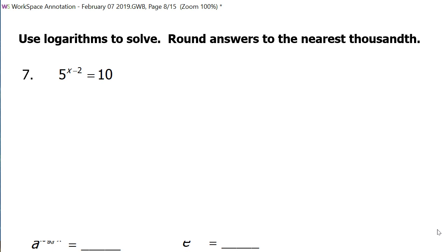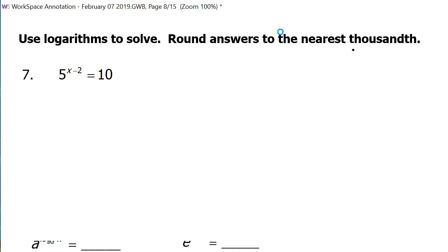Okay, now the instructions say to use logarithms to solve, and I added this part in. We are going to round answers to the nearest thousandth. So make yourself a note. We are rounding to the nearest thousandth, and we'll do the same on the homework as well. And if we're rounding, that means we're using the calculator, but we're not using the calculator until the very last step. So no rounding until the end.